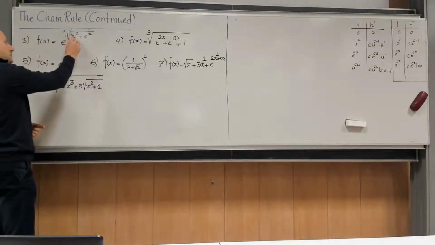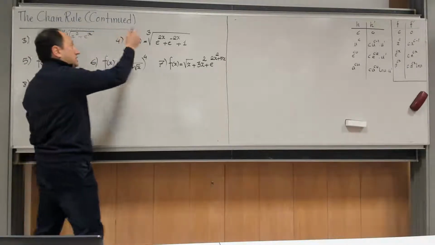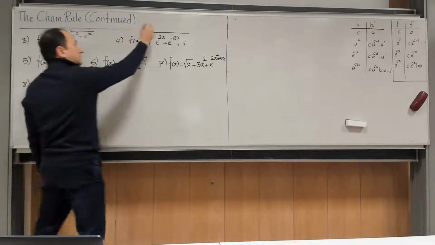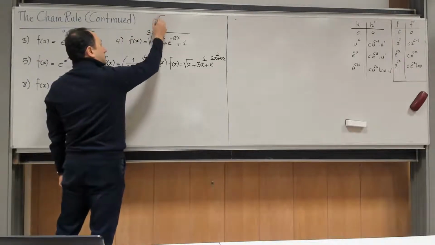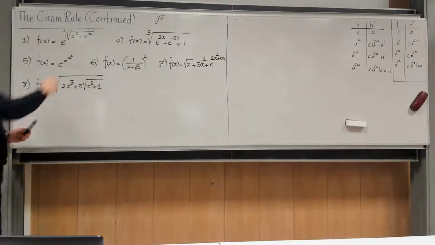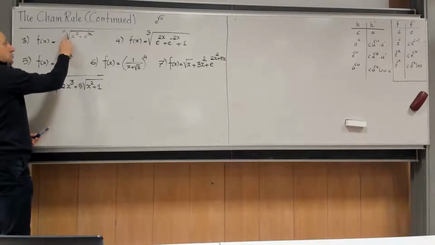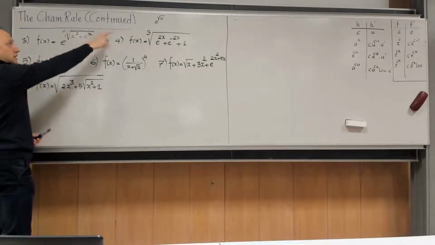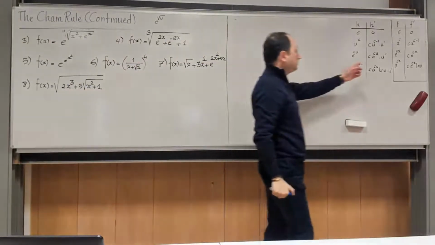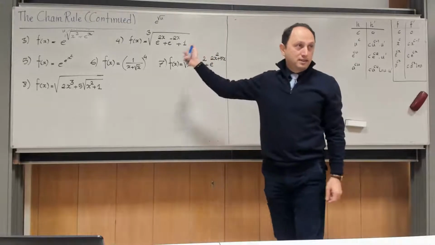You might think that it is good to take this one to be u, but this is not a good choice at this stage, because if I take what is under the square root to be u, then the function would be e to the power square root of u. And e to the power square root of u is not in my table. So this is not a good choice at this stage.